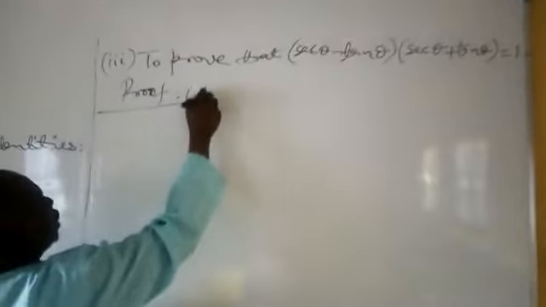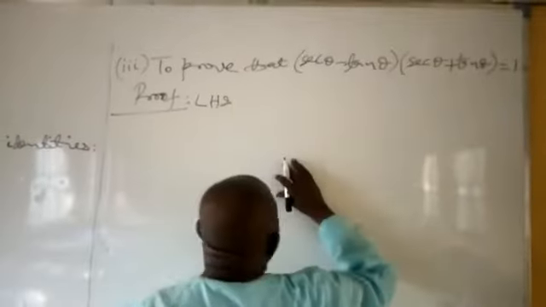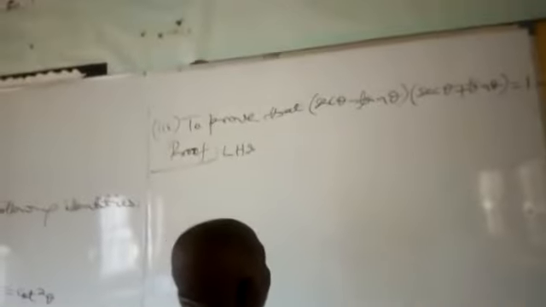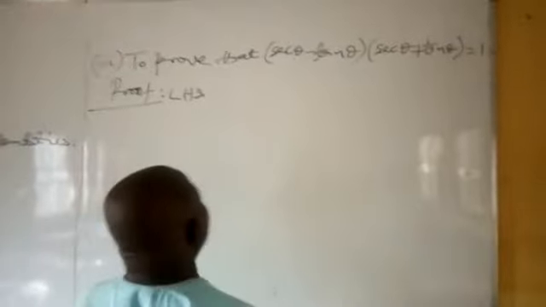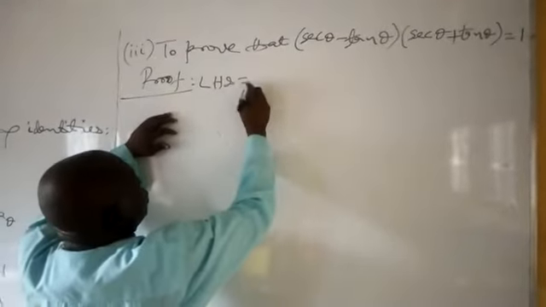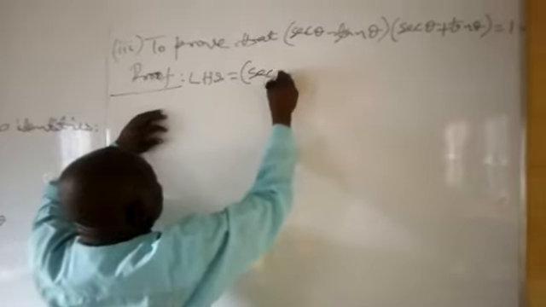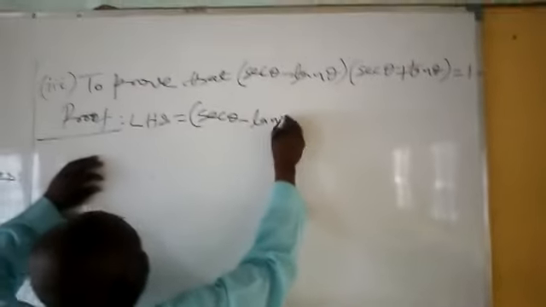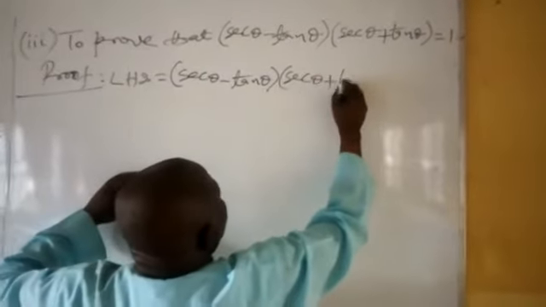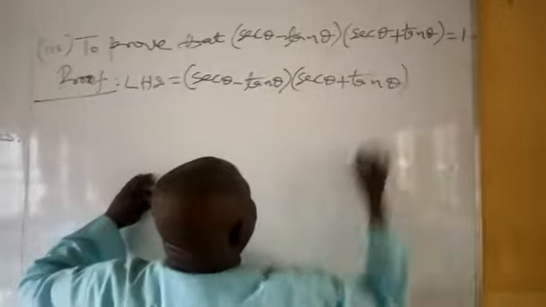Proof. Now, left hand side again. Why? Because the left hand side is more complex than the right hand side. As I have said, we always start from the more complex side, simplify, and then arrive at the simpler side. So the left hand side here is equal to sec theta minus tan theta into sec theta plus tan theta.